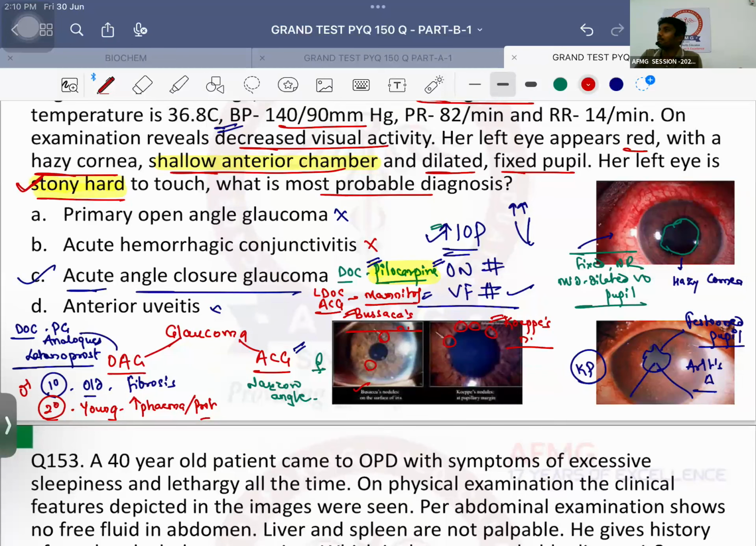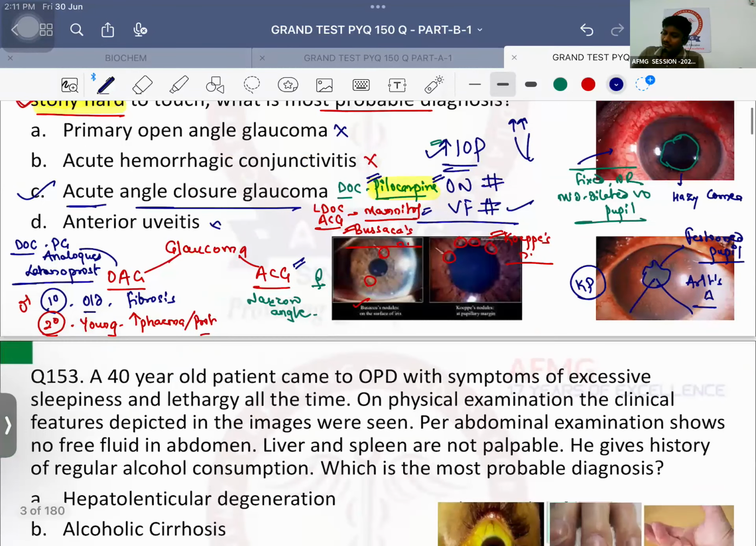Apraclonidine is contraindicated in which age group? Children, because they cause sedation. Please remember, apraclonidine, brimonidine, these are the drugs which are contraindicated in children because they cause sedation. That's the basic. Question number 153 now.